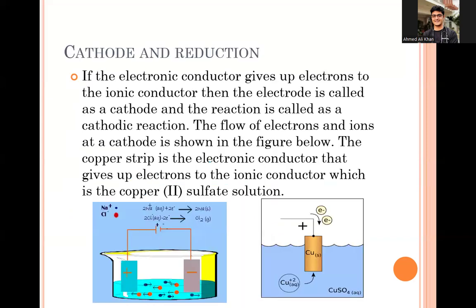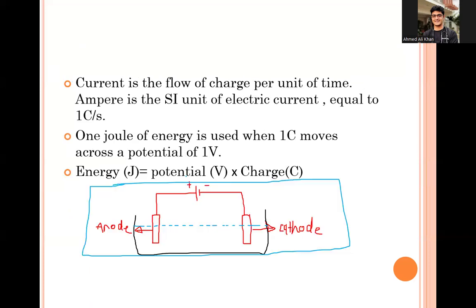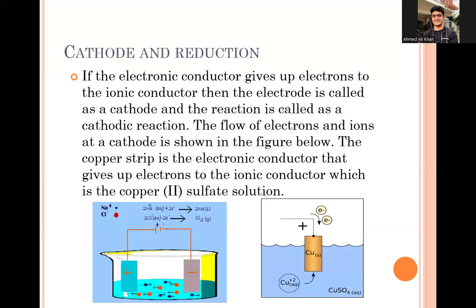Let's go over the details of cathodes and anodes. Cathode and reduction: like we talked about, the negative terminal is the cathode. If the electronic conductor gives up electrons to the ionic conductor, then the electrode is called a cathode, and the reaction is called a cathodic reaction.